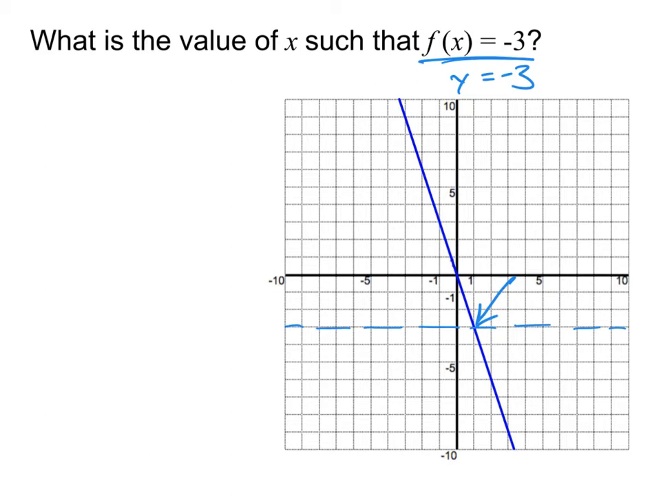And so what it's asking then is, what is the value of x, right? So x equals what? Well, at that point on my graph where it crosses y at negative 3, it appears that my x coordinate is 1. And so 1 is the solution for this.